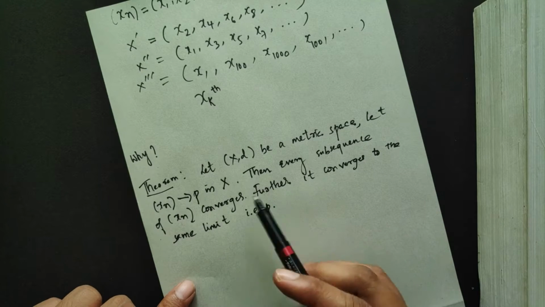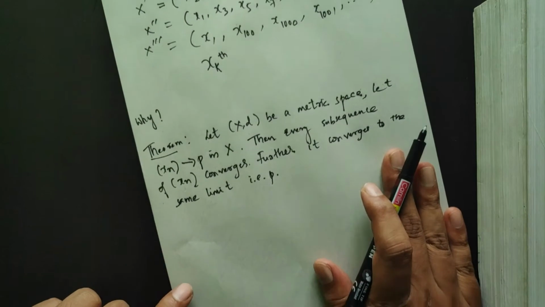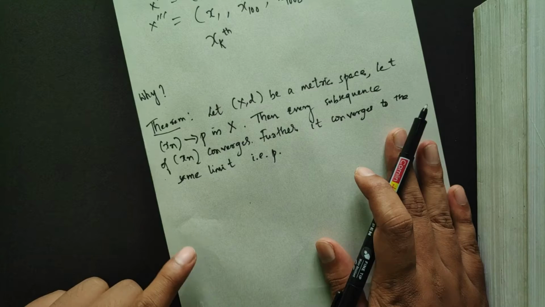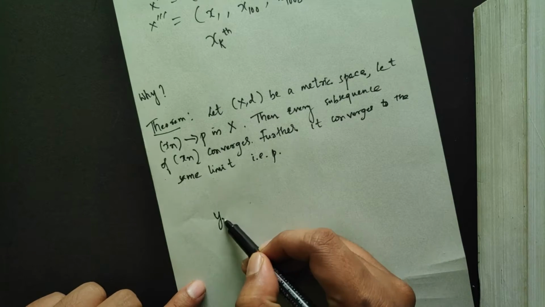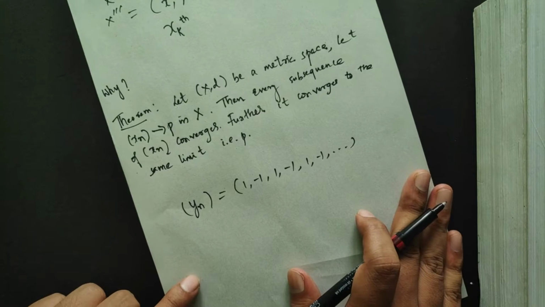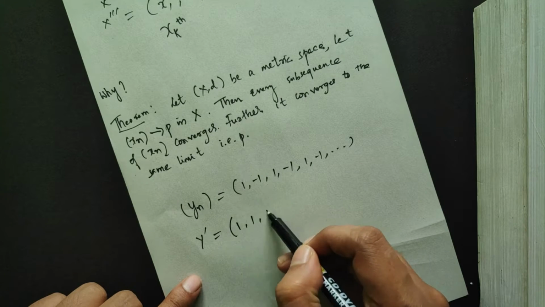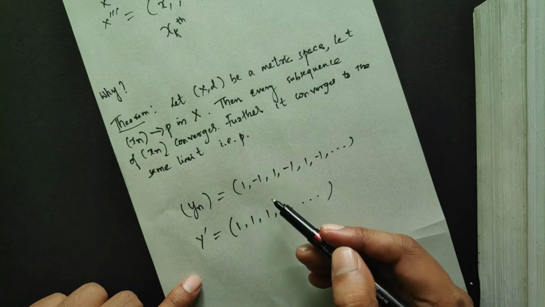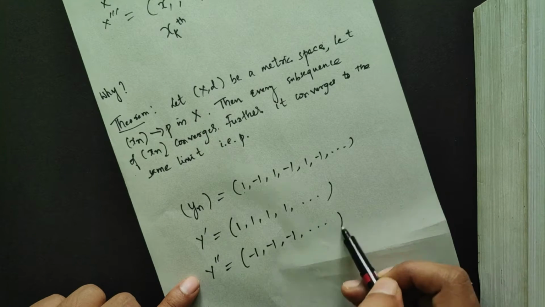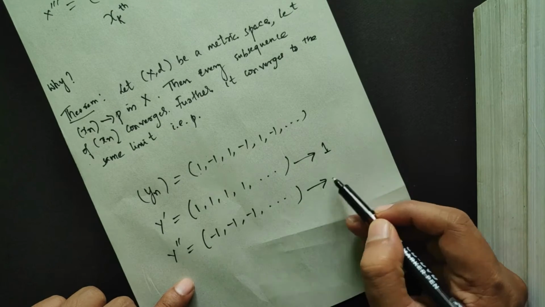Now this theorem is very important. It is not very difficult to prove. It is an easy exercise, but this theorem can be used to show the behavior of some sequences. For example, take the sequence yn: 1, minus 1, 1, minus 1, 1, minus 1, a familiar sequence. Here we have two subsequences. The first, y dash, is 1, 1, 1, which I have formed by selecting odd terms. Another subsequence we have by selecting even terms. The first subsequence converges to 1, whereas the second one converges to minus 1.